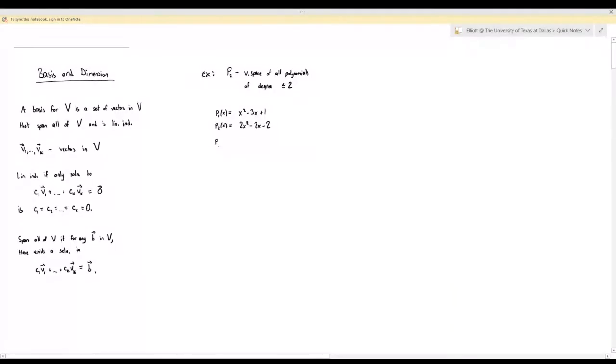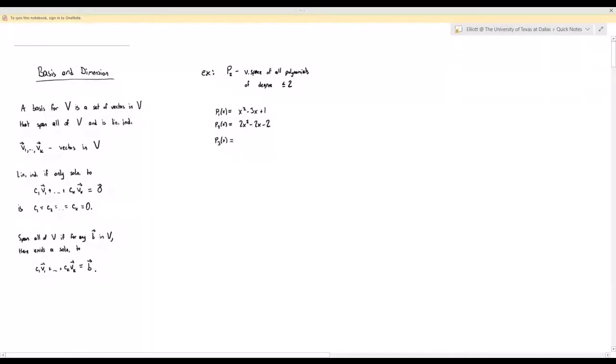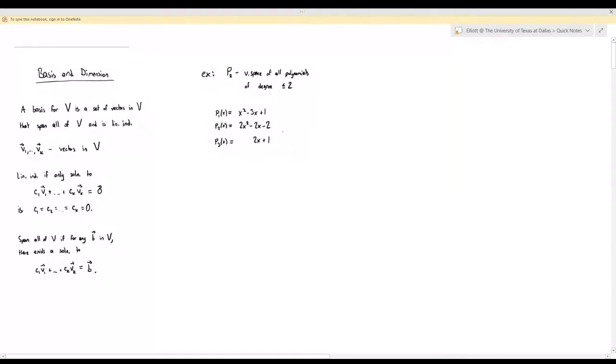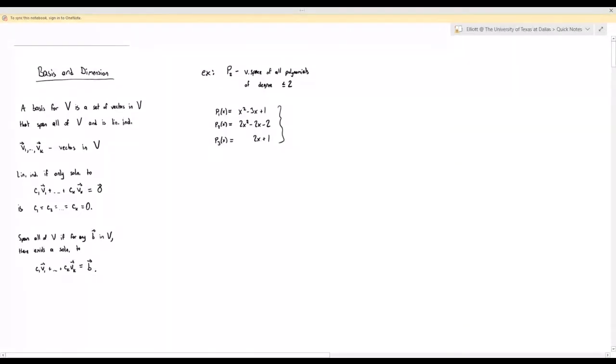So we had the third polynomial, p3. Let's say this polynomial is 2x plus 1. So these are all polynomials of degree less than or equal to 2. So they're all vectors in the vector space P2. And we want to ask, do these three polynomials form a basis for P2?